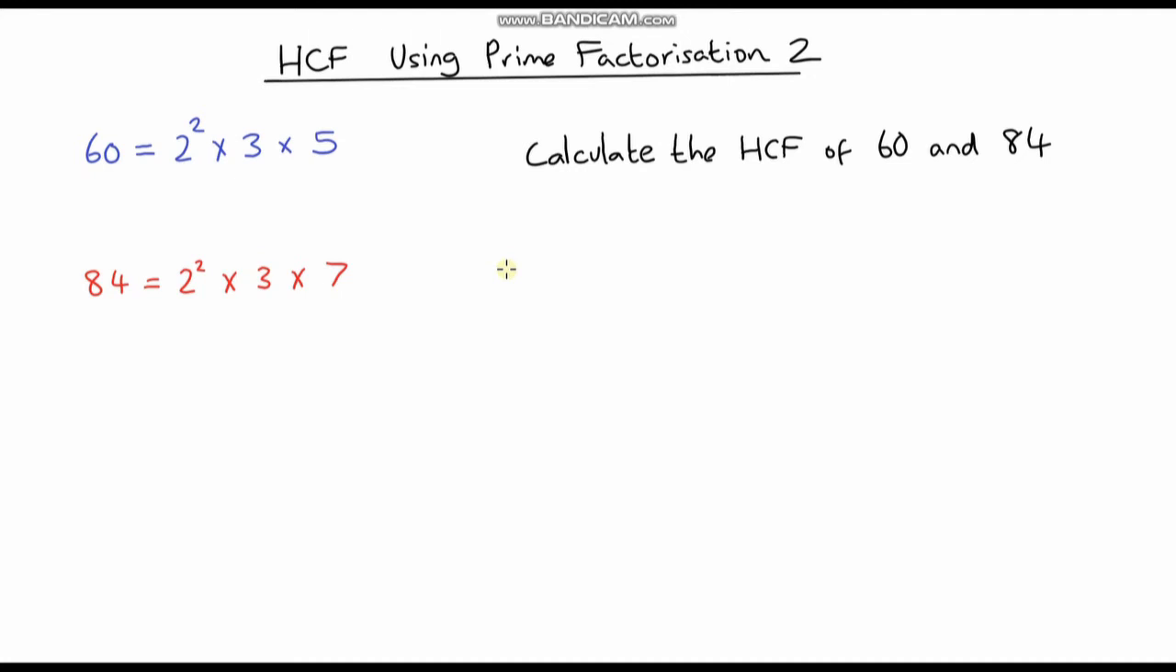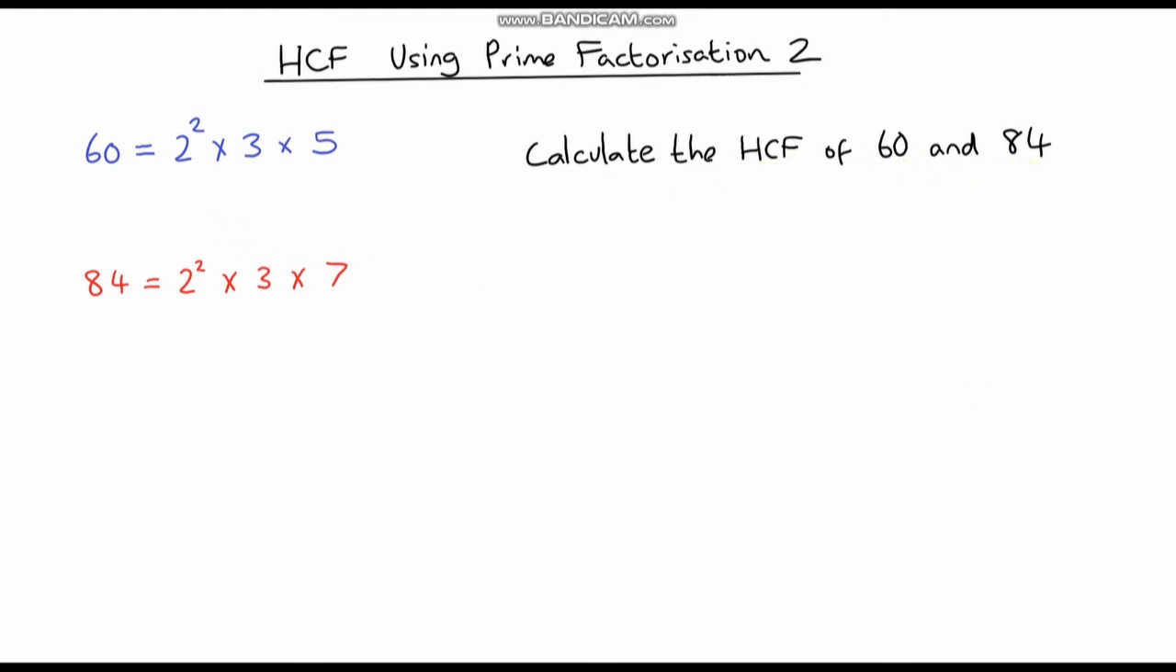Hello and welcome to another video on calculating the highest common factor of two numbers using prime factorisation. So here it says that 60 is 2 squared times 3 times 5 and 84 is 2 squared times 3 times 7. Now using that information here we can calculate the highest common factor of 60 and 84.